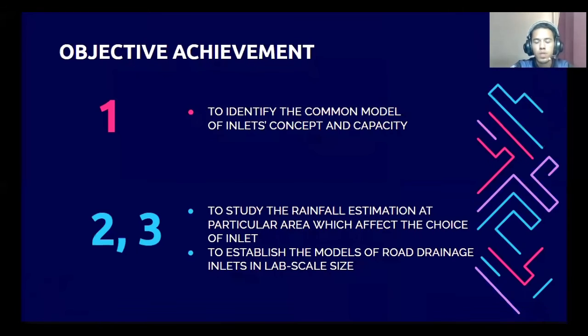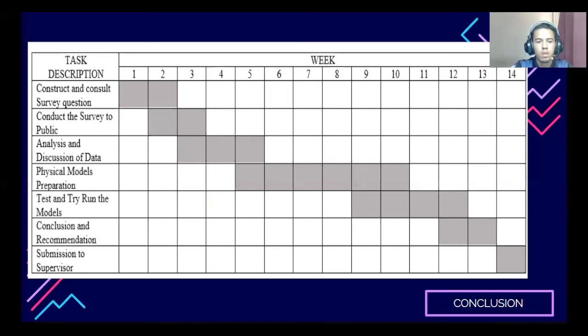For the conclusion, regarding the objective achievement for the first part of the final year project, we were able to achieve the identification of the common models of inlet concept and capacity, which are the curb opening, grate, and also the combination inlet. Another objective we hope to achieve in the next phase, final year project 2. Okay, the future works can be summarized from this Gantt chart.